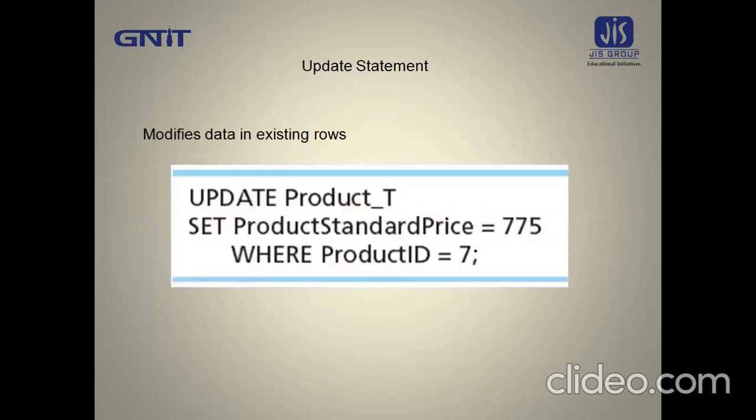This is the update statement, which is used to modify data already present in existing rows. So UPDATE is the command for doing that. So you can write UPDATE Product_T SET ProductStandardPrice = 775 WHERE ProductID = 7. So that is updating the price of the product ID 7.